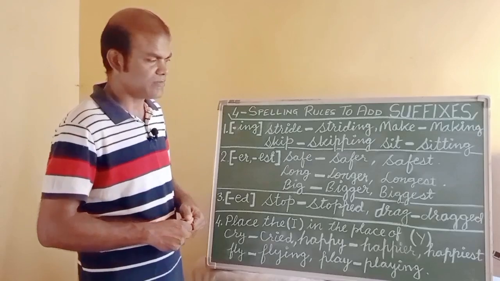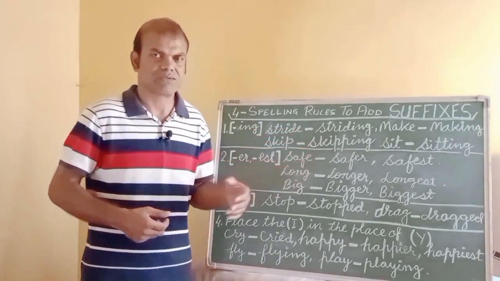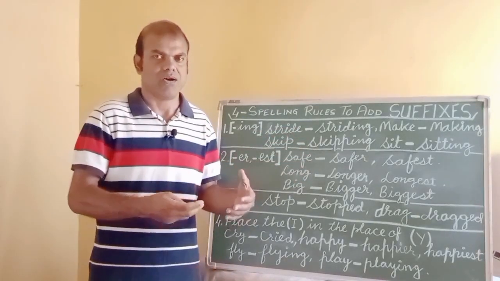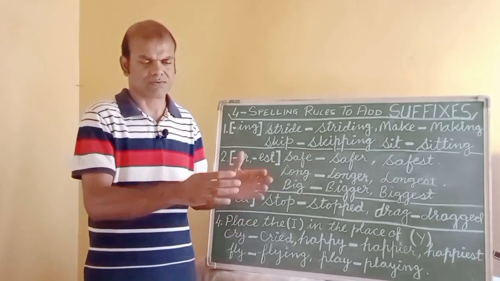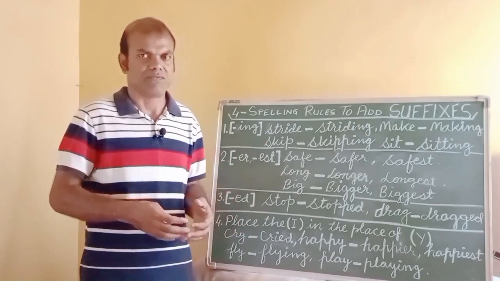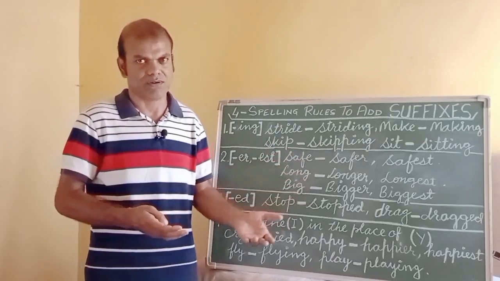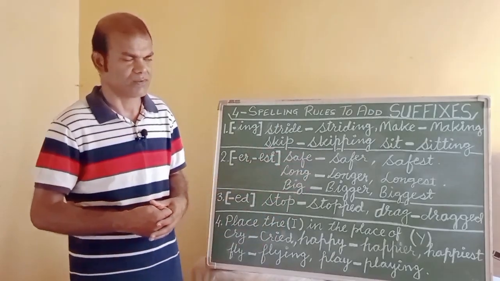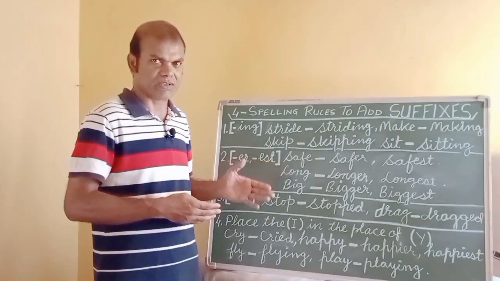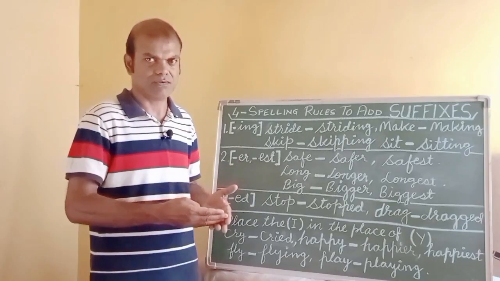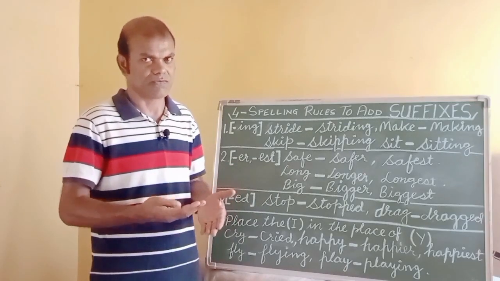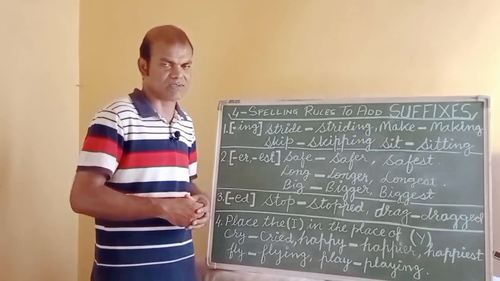We'll start the lesson now. Suffix. What is a suffix? A suffix is a letter or a group of letters, a small kind of word which is added at the end of a word to make a new word. They are known as suffixes. Suffixes can change a word into a noun, adverb, adjective or verb. They have a lot of functions.